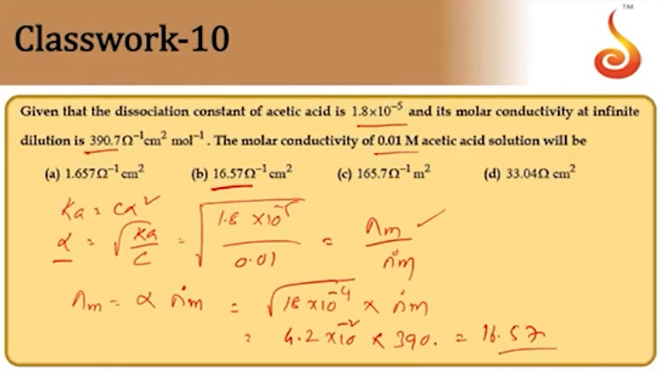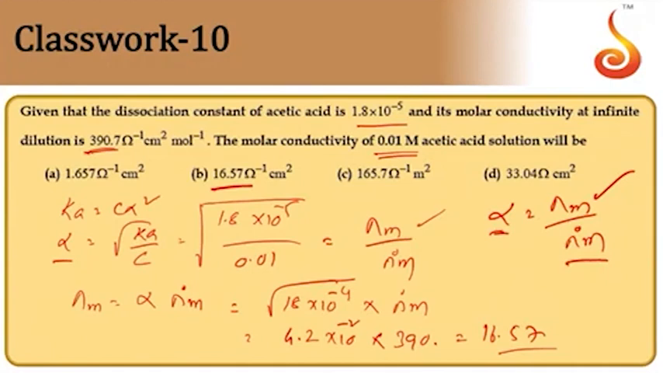So they gave us a value of Ka. They gave us lambda naught. You need to find out lambda molar. They gave the concentration also. So therefore we know the formula: alpha is equal to lambda molar by lambda naught molar. They're asking us lambda molar. So once you know the value of alpha, we can find out lambda molar.